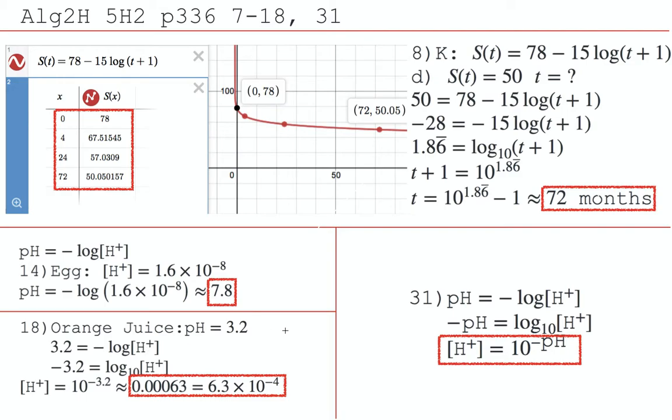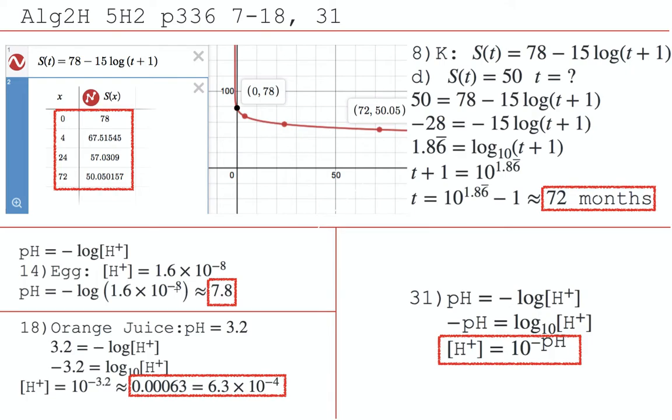Number 14, 18, and 31 all are pH formula problems. And so I decided to put the pH formula right here just as a quick reminder. There it is. If you're given a hydrogen concentration of this number, then you can put it into the formula, and then you hit enter on a calculator, and it gives you about 7.8. That's mostly because of this negative 8 right here.